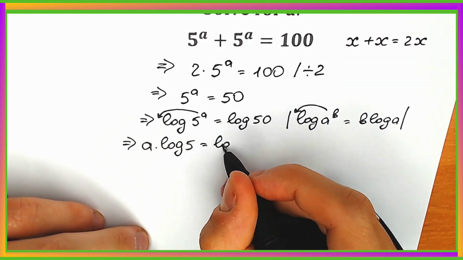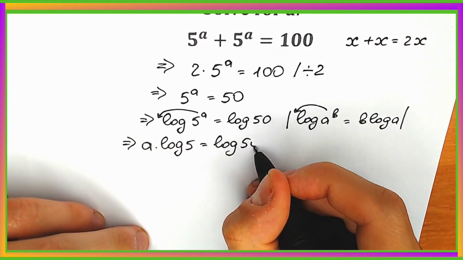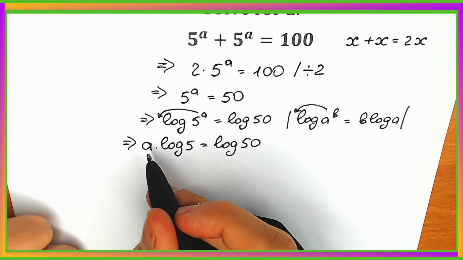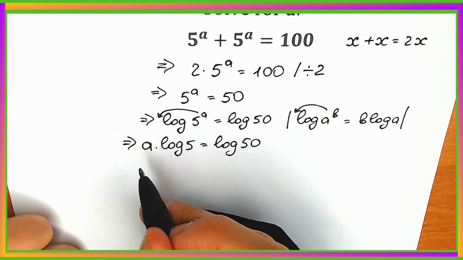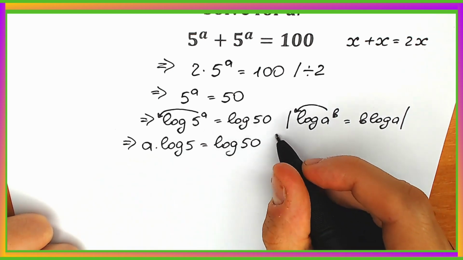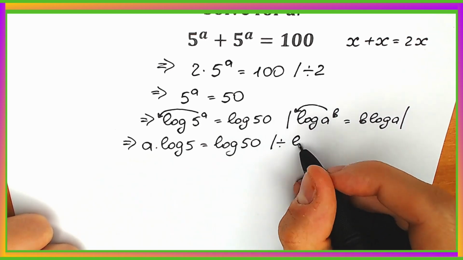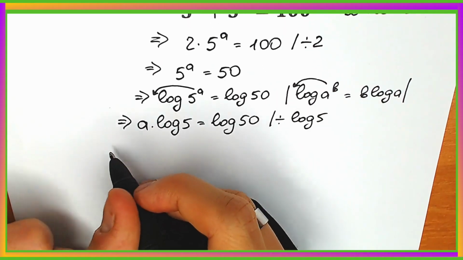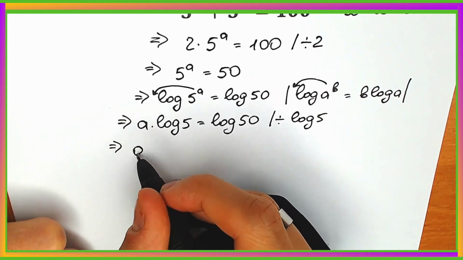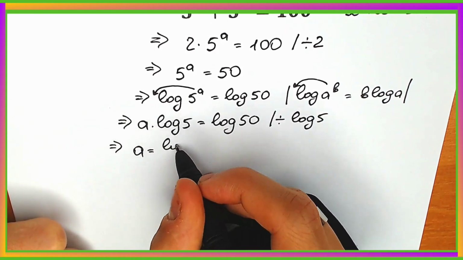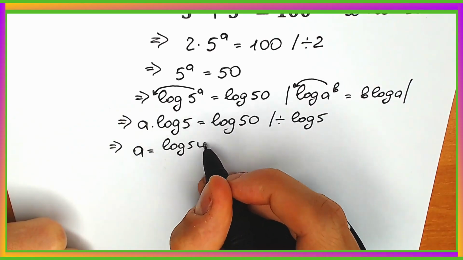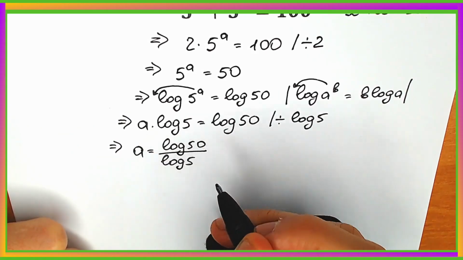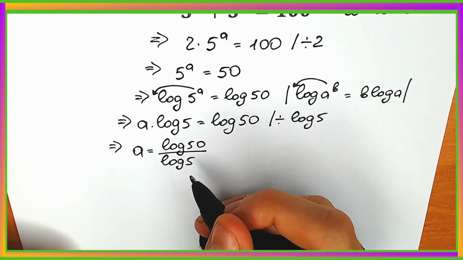equals log 50. Right now let's divide both sides by log 5 and then we will have our a without any problem. So let's divide both sides by log 5. As a result, what do we have? We have a equals log 50 over log 5.